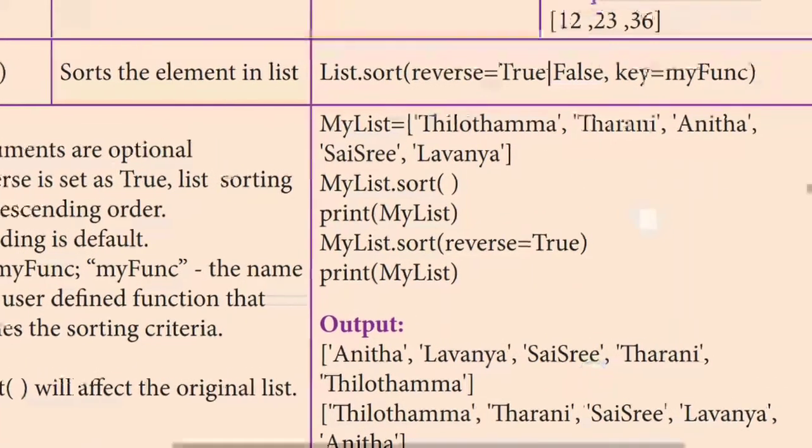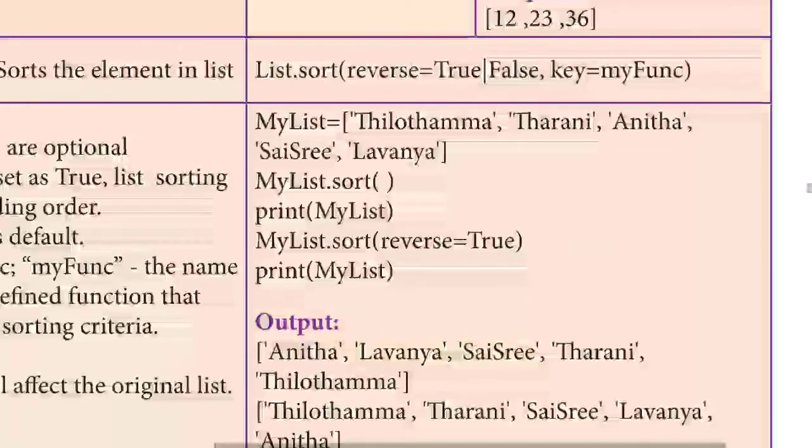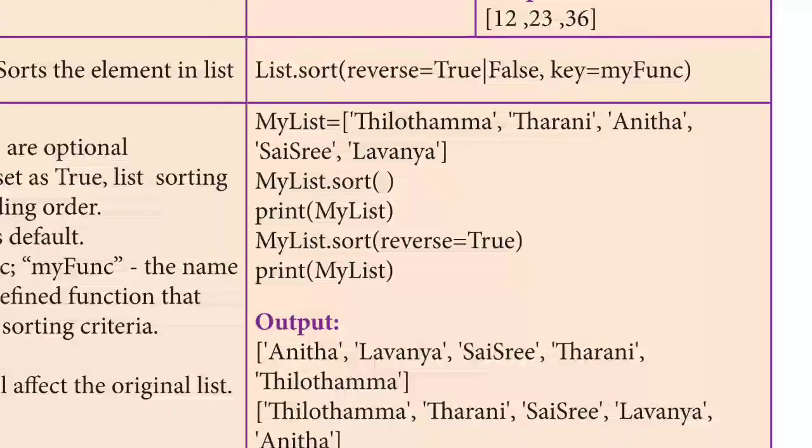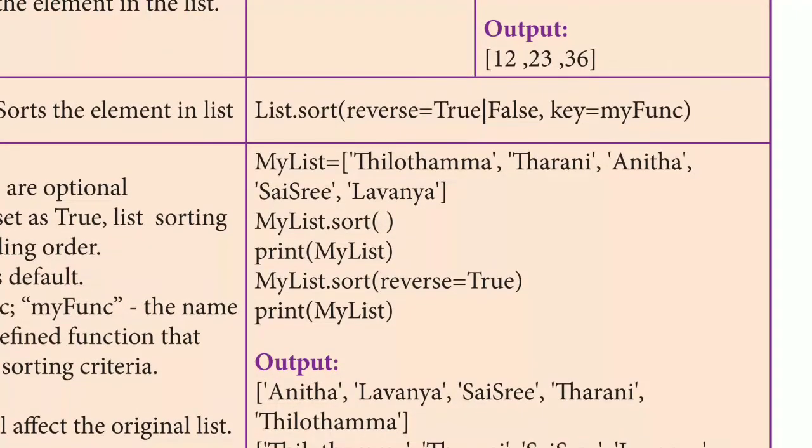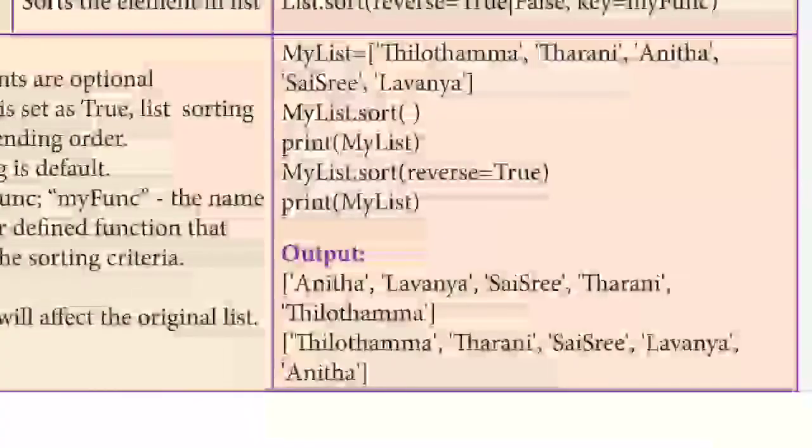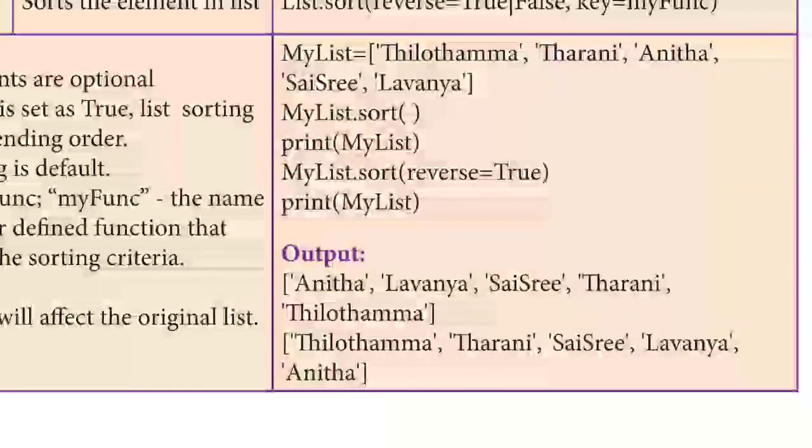Here they have given a list. A list of 5 names is provided in my list. So my list dot sort is given, that's all. Now they are trying to print it, and then my list dot sort with reverse is equal to true. You can see that the first output is in ascending order, but in the next output it is in descending order, because reverse is equal to true here.